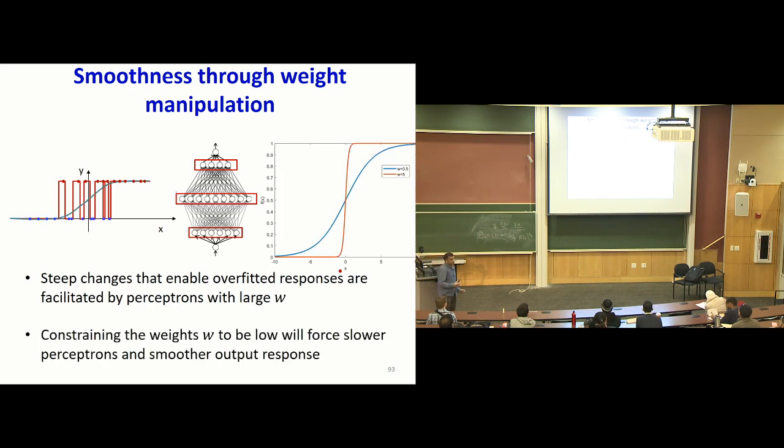So how do you make sure that it learns the smooth guy and not this nasty function? You say the weights cannot become very large. Because if the weights become large, it can just learn the steep function, right? If I want to say the weights cannot become large, I want to constrain the weights W to be low, and this will force slower increase in the function and force smoother functions.